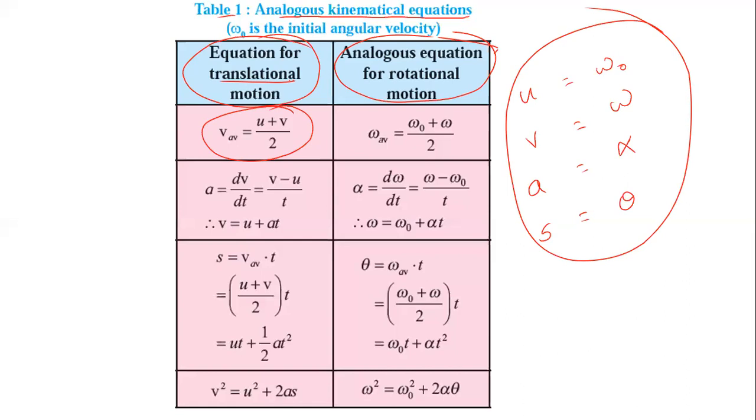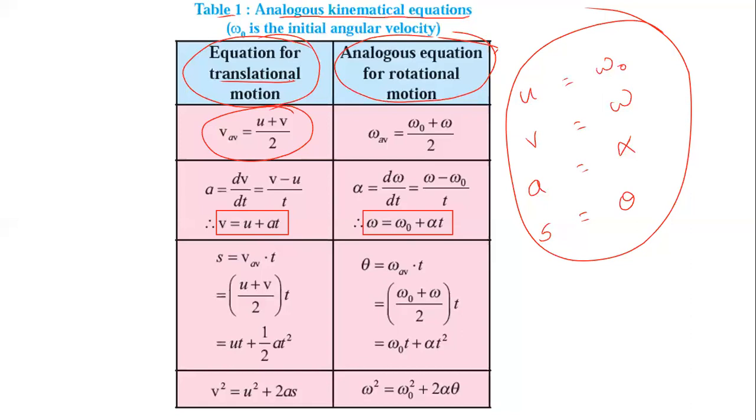Now, this is the first kinematical equation in translational motion: v is equal to u plus at. The same kinematical equation we write for the rotational motion by using analogous terms: omega is equal to omega 0 plus alpha t.